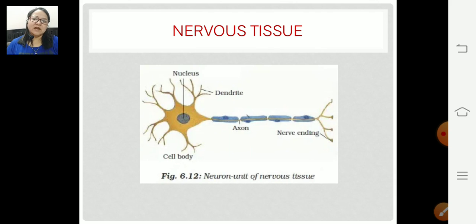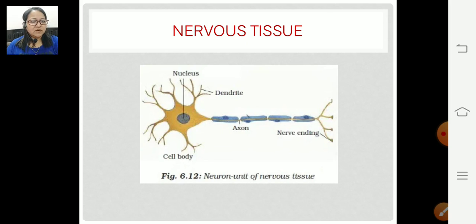Next animal tissue is nervous tissue. Nervous tissue receives stimulus and transmits it from one part of the body to the other. The nervous tissue has the brain, spinal cord and nerves. All these are made up of the structural and functional unit that is called the nerve cell or neuron.